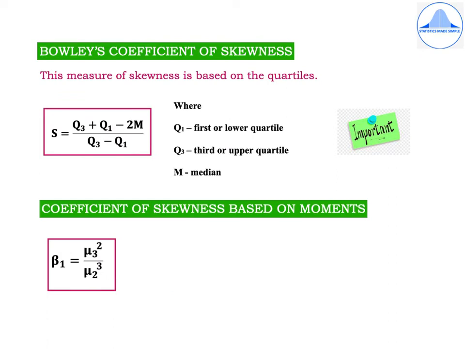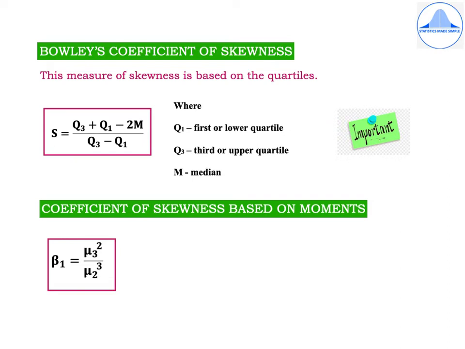The second measure of skewness is Bowley's coefficient of skewness. This measure of skewness is based on the quartiles and is given by S equal to Q3 plus Q1 minus 2m divided by Q3 minus Q1, where Q1 is the first or lower quartile, Q3 is the third or upper quartile, and m is the median. Again, problems based on Bowley's coefficient of skewness would be a 10 marker.